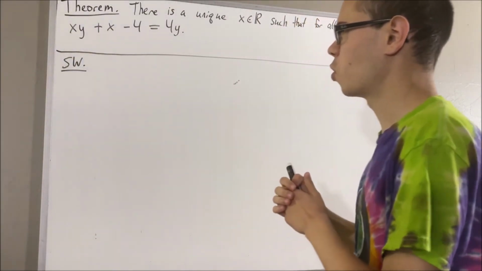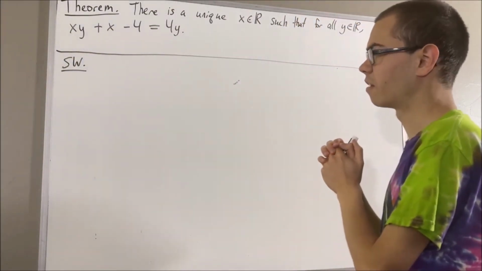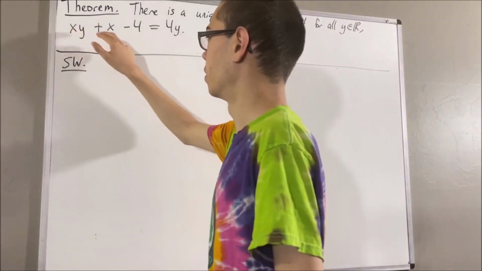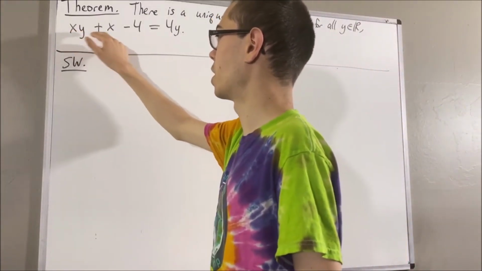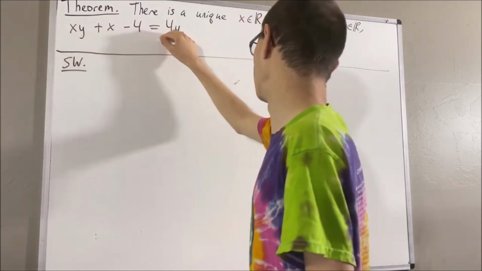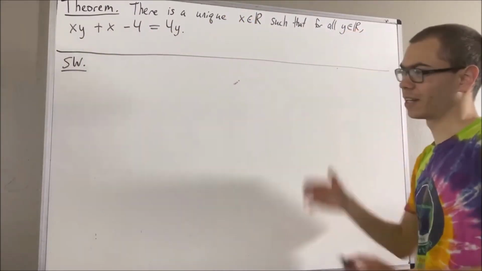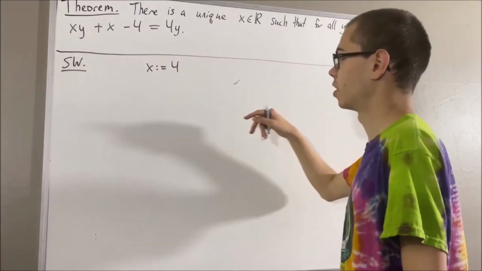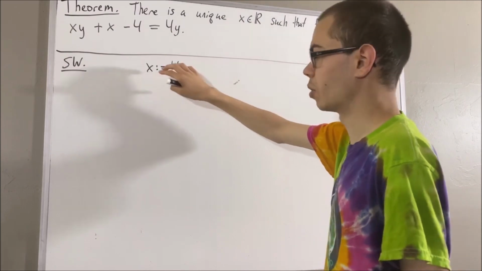Okay, so where should we start? Well, as you can imagine, if we had x equals 4, we would have 4y plus 4 minus 4 equals 4y. And it seems like that would be true for all real numbers y. So let's just consider x to be 4. How can we be sure that this is going to be unique?